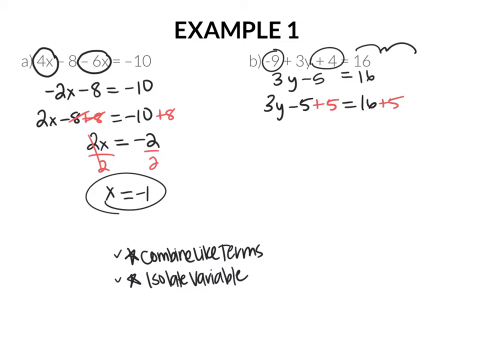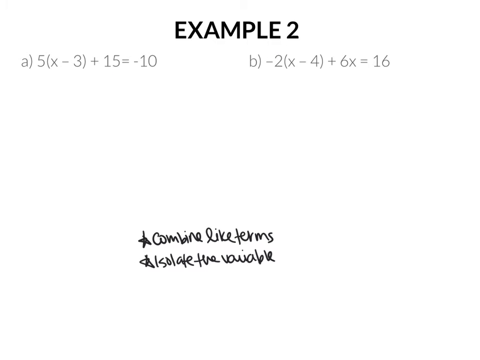My next step is to add 5 to both sides to leave me with the 3y by itself and get rid of that negative 5, and that gives me 21. When I divide to isolate my variable, I get y equal to 7. For my problems in example 1, I combined my like terms and then isolated my variable per usual. There's now an additional step that we kind of saw when we talked about simplifying expressions.